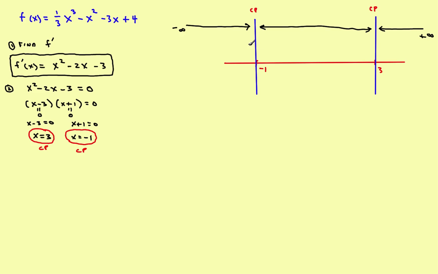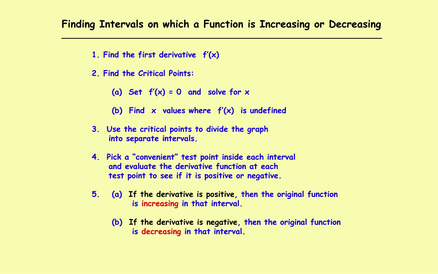Now you've got to figure out what's going on in each of those intervals. Is it increasing or decreasing? So let's go back to our series of steps and see what happens next. Okay, we've already done step 3. Use the critical points to divide the graph up into separate intervals. So now we go to step 4. And the idea is this. Pick a convenient test point inside each interval. Evaluate the derivative to see if it's positive or negative. If it's positive, the function's increasing. Negative, the function's decreasing. So let's go ahead and do that.